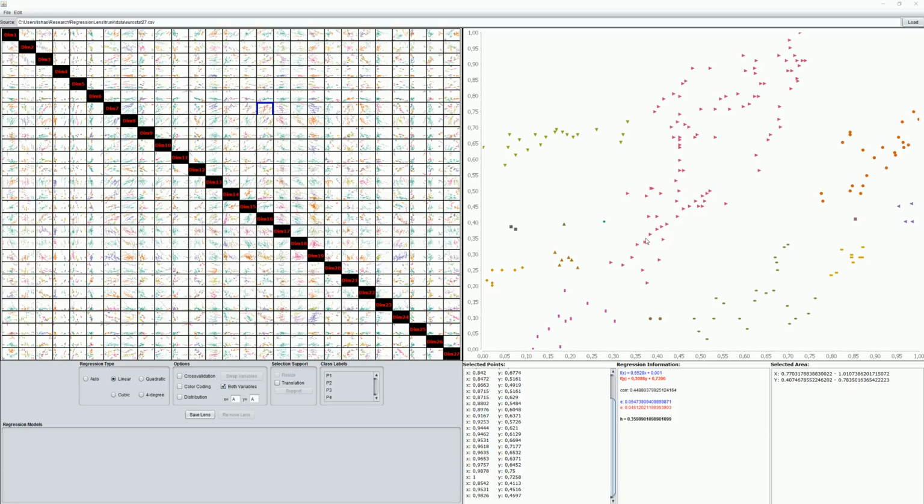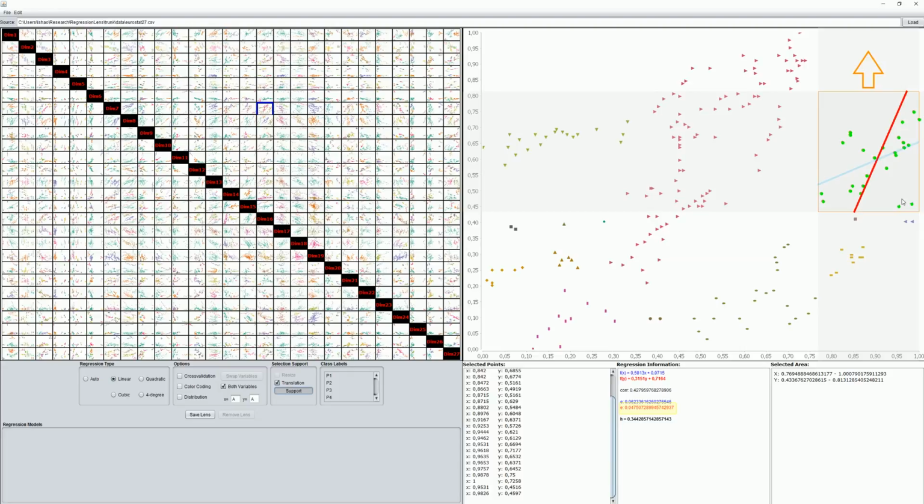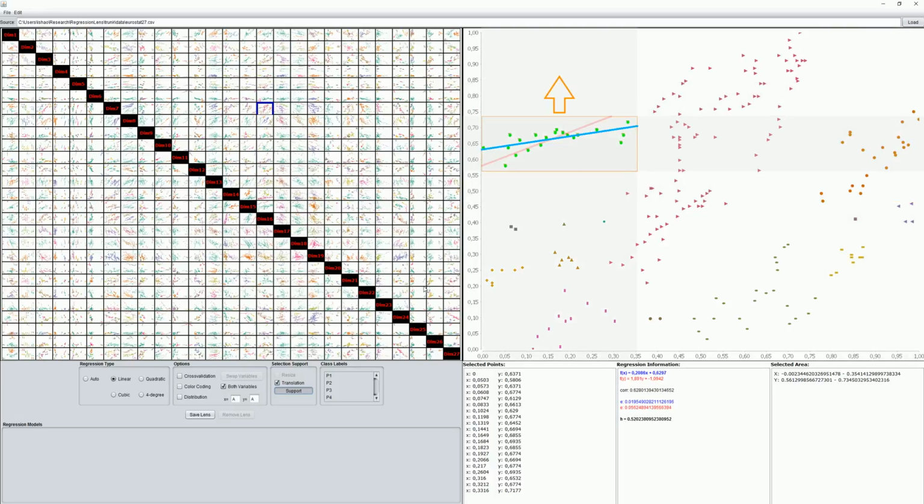User guidance for lens selections. Our guidance approach suggests local changes to the lens selection to improve the accuracy of the regression model. If a shift improves the error value, a pointer appears that shows the improving direction. This is adaptable to all different models.